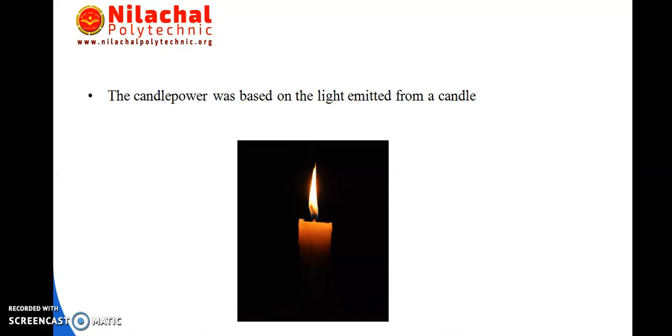The candle power was based on the light emitted from a candle. That is called candle power. That means how much light can be emitted from a candle. You can say that there is the candle power, and the pictorial representation of the candle power, you know that.